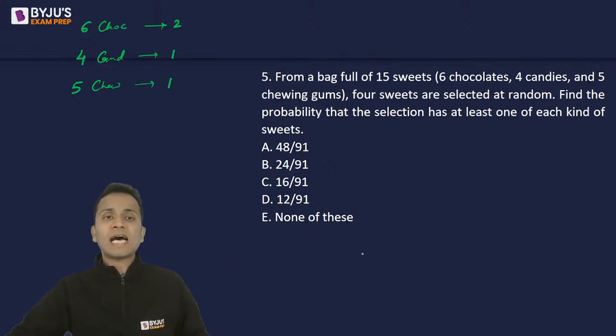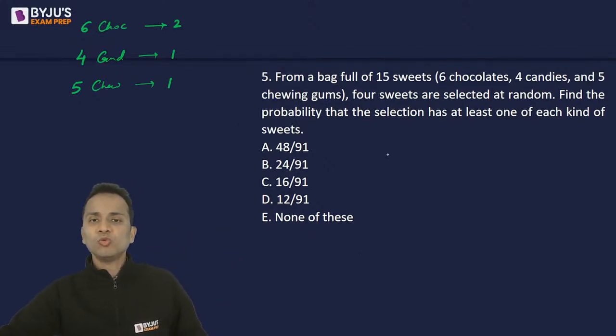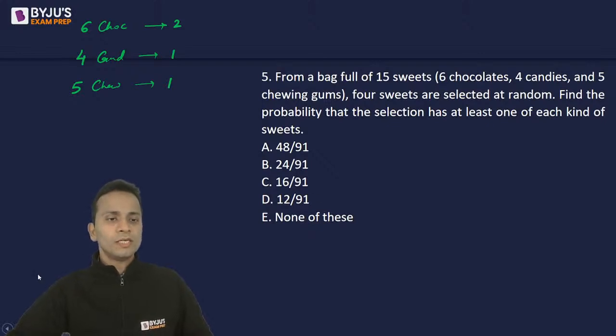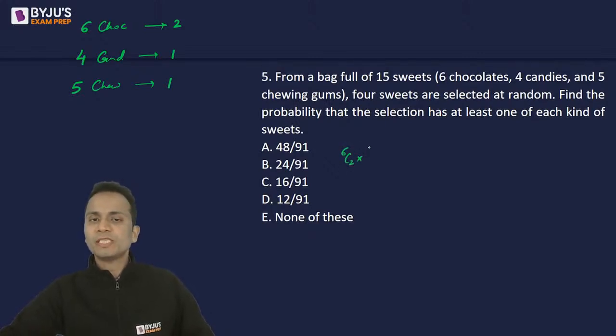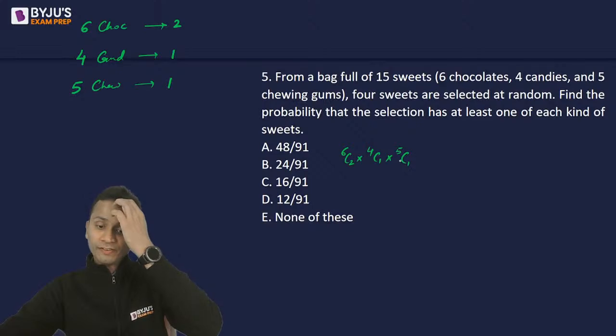So now in how many ways I can do this? Out of 6 chocolates, I'll select 2 chocolates. It can be done in 6C2 ways, multiplied by 4 candies, out of which I have to select 1. So 4C1 multiplied by 5C1 for chewing gum. This is the first case. Okay, I'll explain it again. I'll erase this. So out of 6 chocolates, number of ways of selecting 2 chocolates will be 6C2. Then out of 4 candies, 1 candy to be selected, 4C1 way. And then 5 chewing gums, 1 chewing gum to be selected, so 5C1 way.